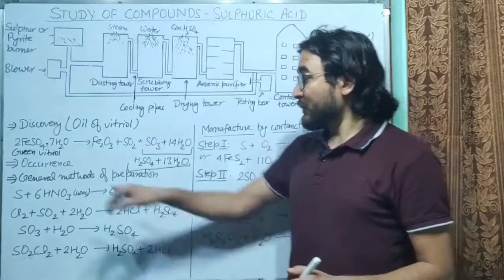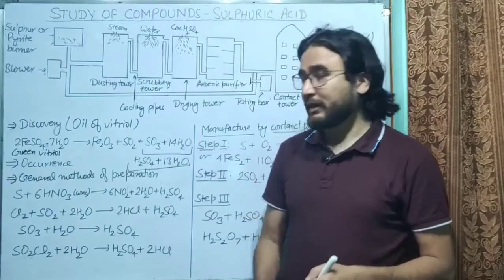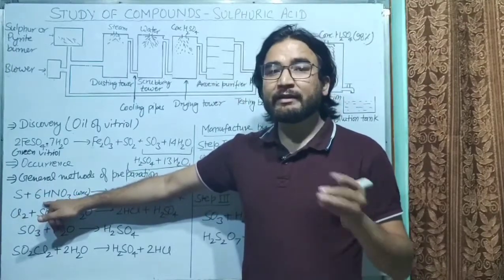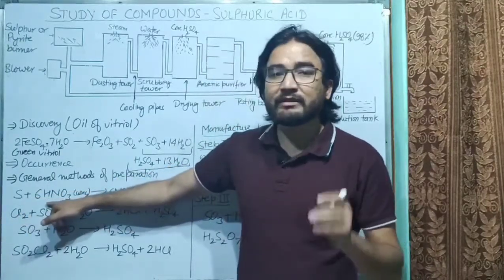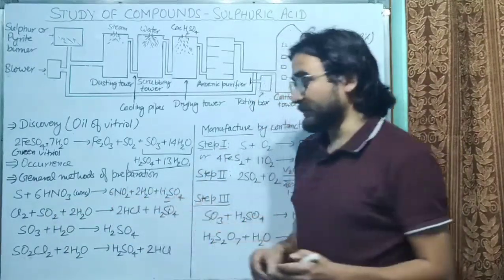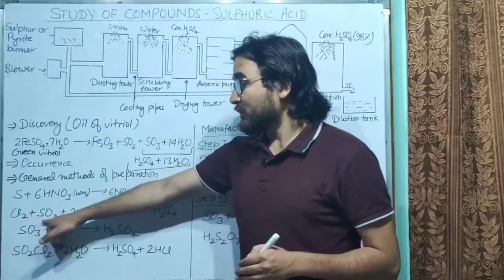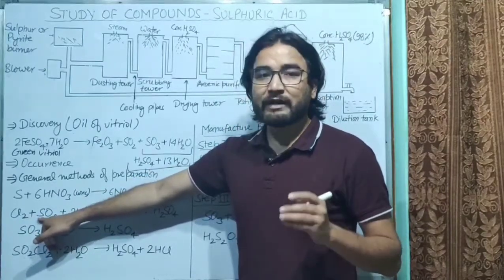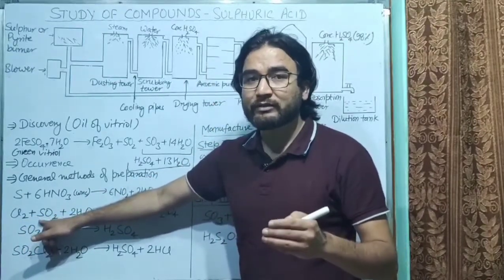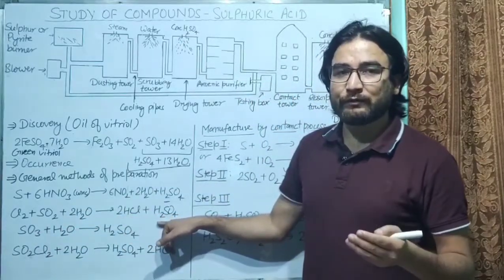Now if we talk about the general methods of preparation, there are various methods of preparation of sulfuric acid. Like you can obtain sulfuric acid by heating sulfur with concentrated nitric acid. Sulfur on heating with concentrated nitric acid will give you nitrogen dioxide, water and sulfuric acid. Sulfuric acid can also be prepared by passing chlorine gas through a solution of sulfur dioxide. If you pass chlorine gas through an aqueous solution of sulfur dioxide, you will get HCl and H2SO4, that is sulfuric acid obviously.